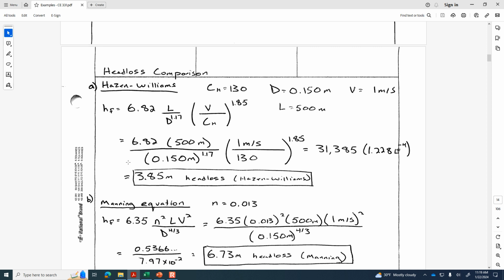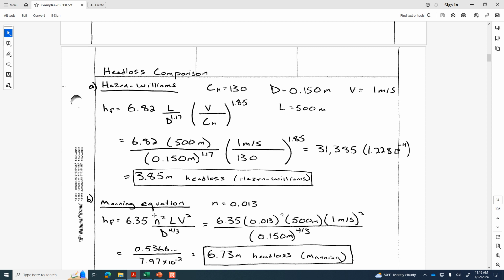Manning's equation is similarly straightforward, where when you put in the n value, along with the length, velocity, and diameter, then you get 6.73 meters. So if we just pause for a second and think about the scale of that difference, it's basically double. Double the head loss is what the Hazen-Williams equation had estimated.